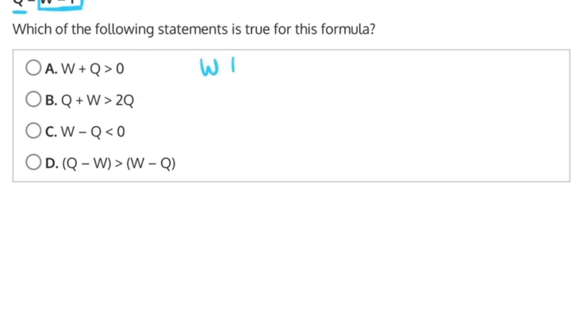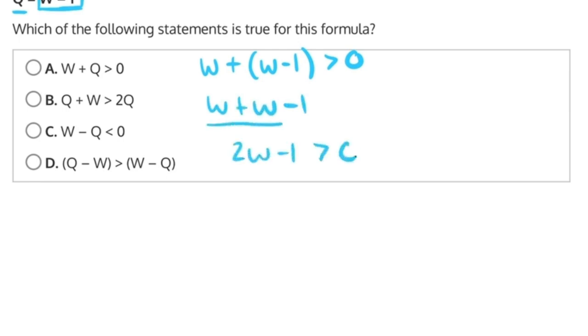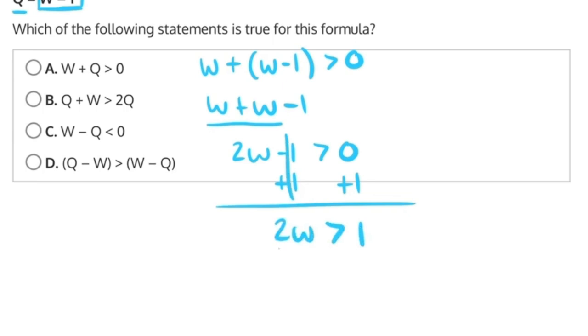We have w plus q, which we can substitute in w minus 1 for, which is greater than 0. And now we can begin to solve. We would have w plus w minus 1. W plus w would give us 2w minus 1, which is greater than 0. Then we can do opposite operations to isolate our variable. Addition is the opposite of subtraction, so we'll add 1 to both sides. 2w is greater than 1, and then 2 is being multiplied to w, so the opposite operation here is dividing both sides by 2. W will be greater than 1/2.